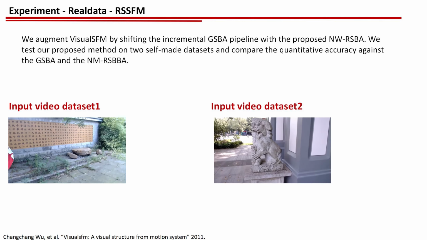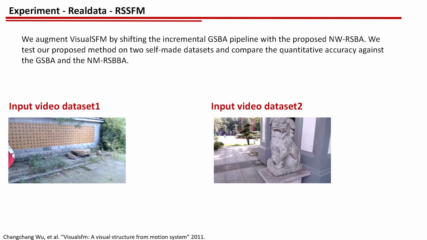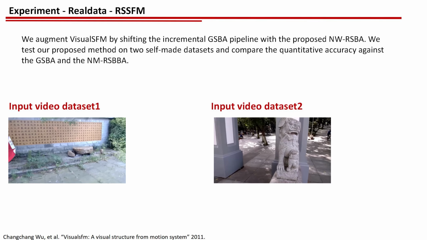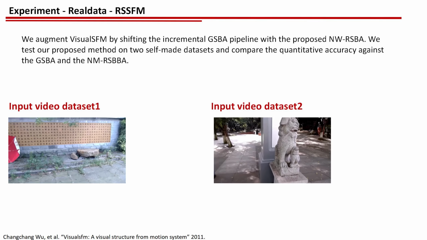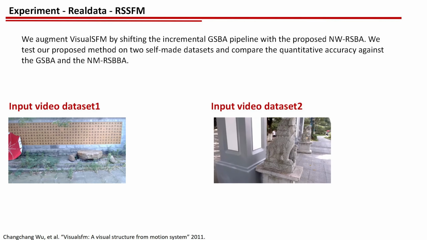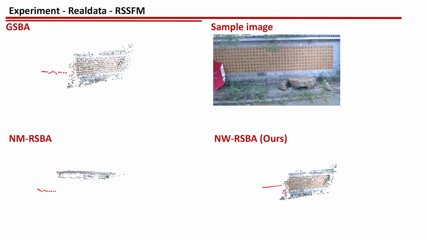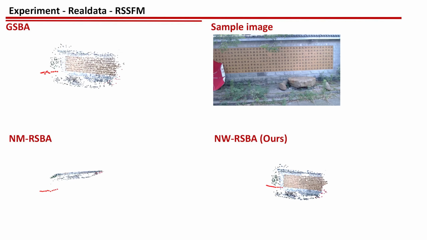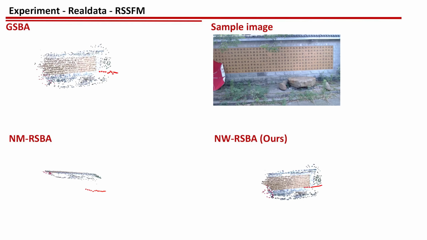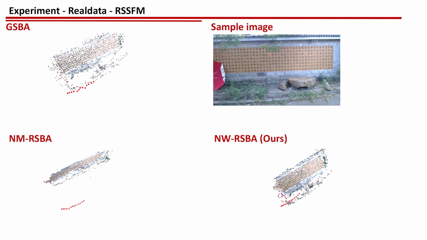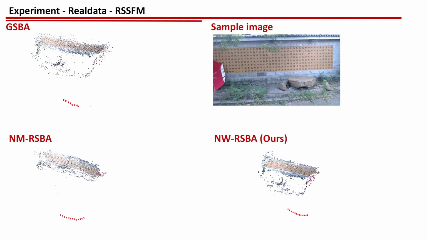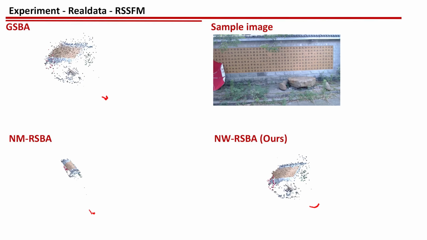We augment visual SFM by replacing the incremental GSBA pipeline with the proposed NW-RSBA. We test our proposed method on 2 self-made datasets and compare the quantitative accuracy against GSBA and NM-RSBA. Our proposed NW-RSBA works better in motion and 3D scene estimation, while GSBA obtains a deformed reconstruction. Specifically, the sparse 3D reconstructions and recovered trajectories of NW-RSBA look much cleaner and smoother than the ones from GSBA.